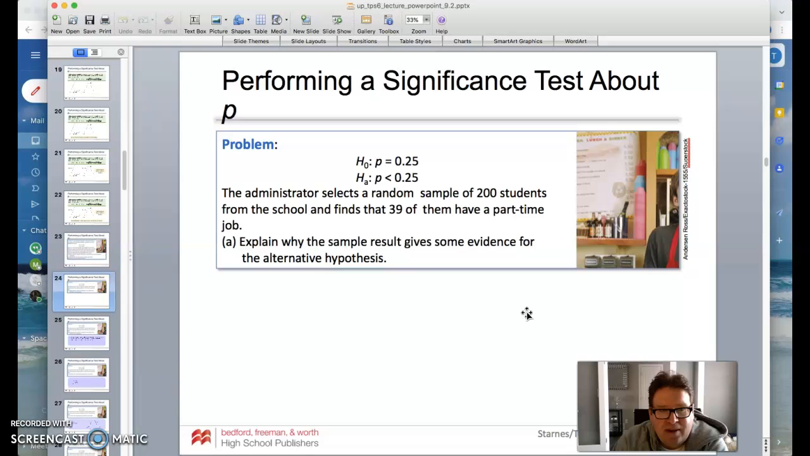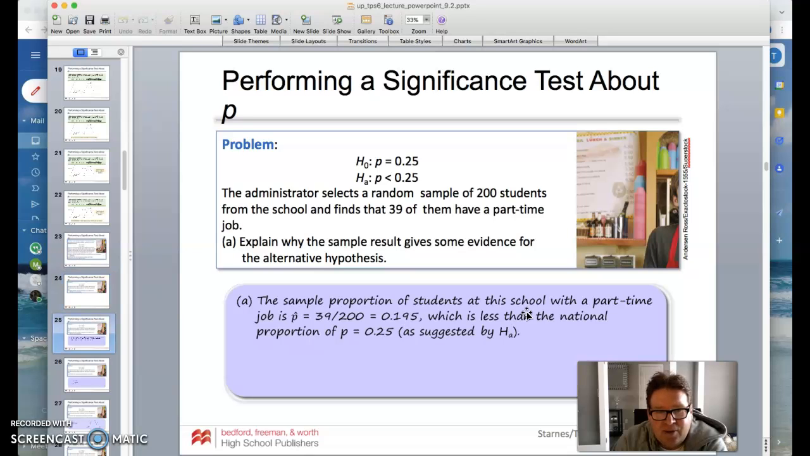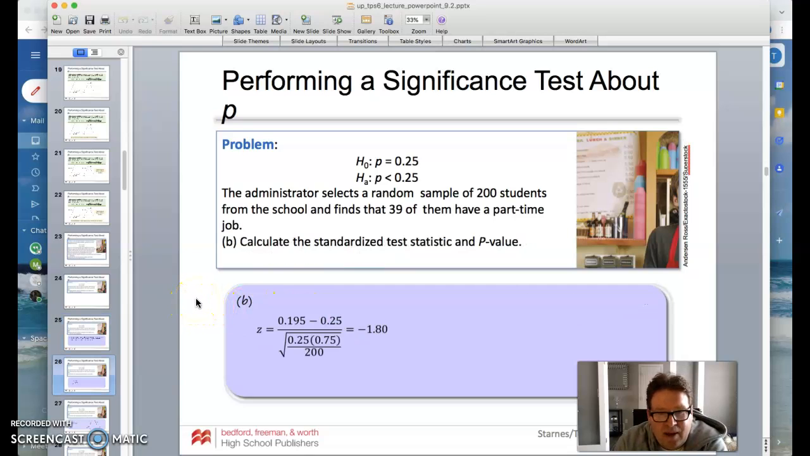Again, we have 39 out of 200. That's a proportion of 0.195, which is less than the national proportion. So it looks a little bit less, enough evidence to say maybe something to look at. If we find our z-score, we take our 0.195 minus the null hypothesis proportion of 0.25, and then remember to find the standard deviation by taking 0.25 times 0.75 over our sample size of 200. We get a z-score of negative 1.80.